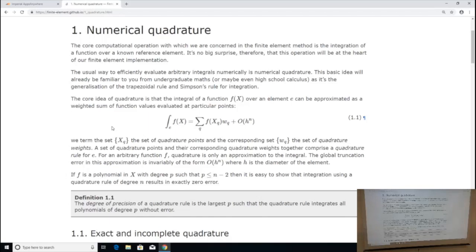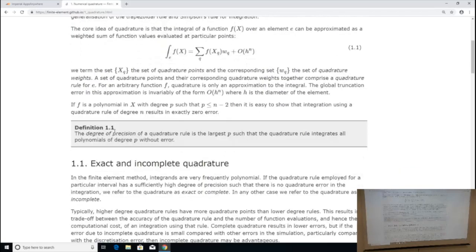So we'll do that. What counts as enough, and I won't go through the derivation of what this is, but it's easy to find online, is if you have a polynomial function f with degree p, and p is less than or equal to n minus 2 in one dimension, then you get, in any dimension, where n is the truncation error, exactly zero error.